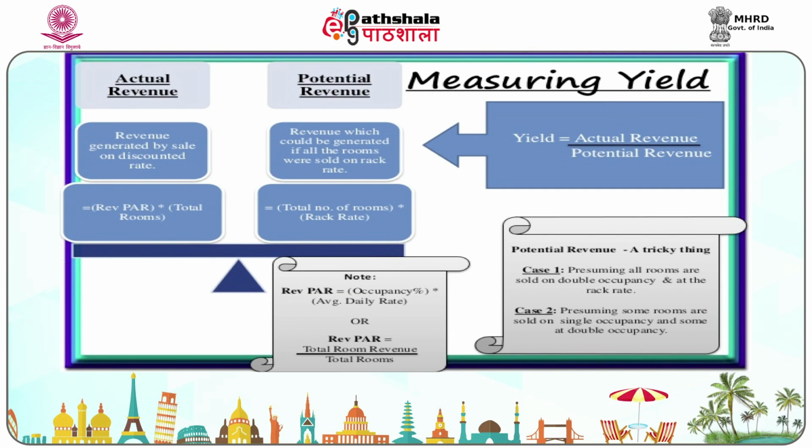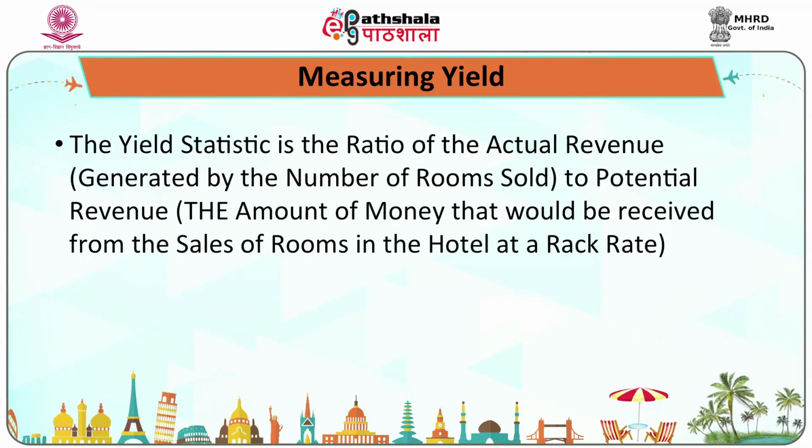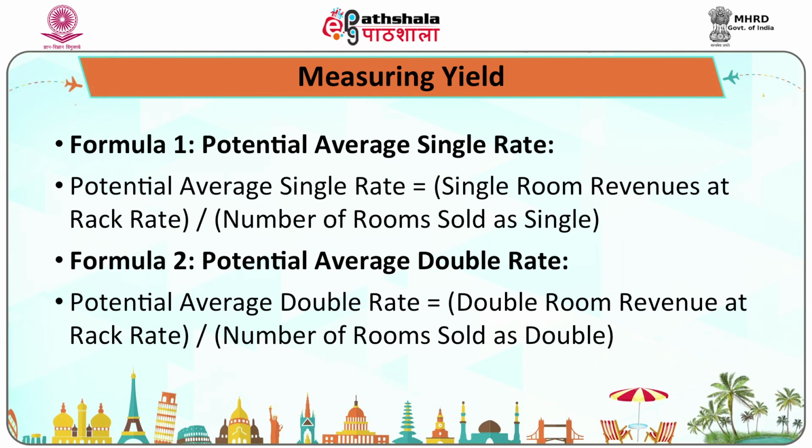The yield statistic is the ratio of the actual revenue generated by the number of rooms sold to potential revenue, the amount of money that would be received from the sales of rooms in the hotel at a rack rate. So let's discuss some formulas.